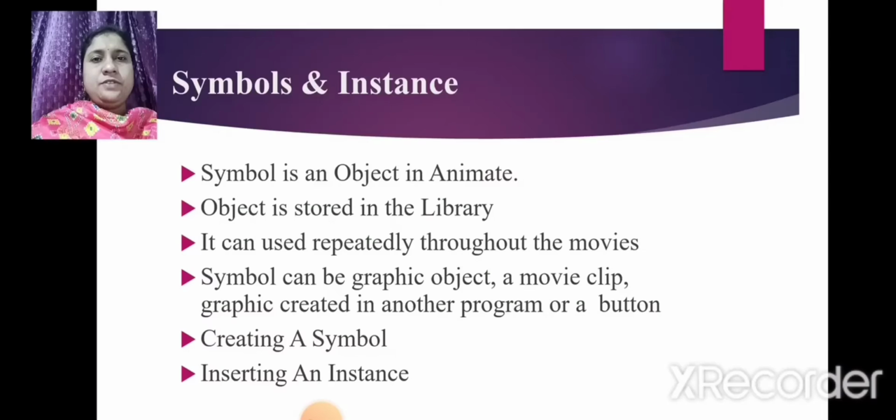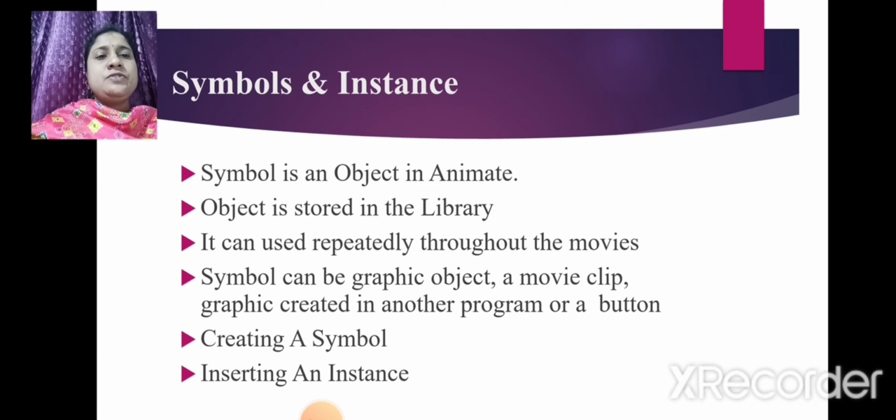Okay. The next is symbols and instances. A symbol is an object in Animate. The object is stored in the library. You can store that symbol in the library. It can be used repeatedly throughout the movie, and whenever you need it, you can use this symbol in your movies. A symbol can be a graphic object, a movie clip, a graphic created in another program, or a button.